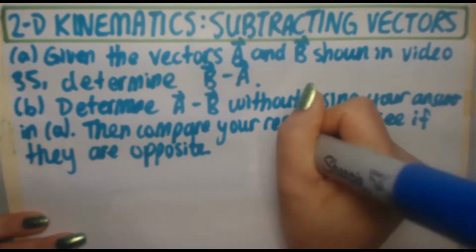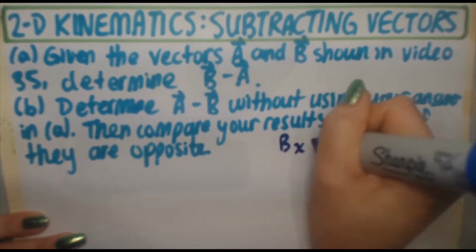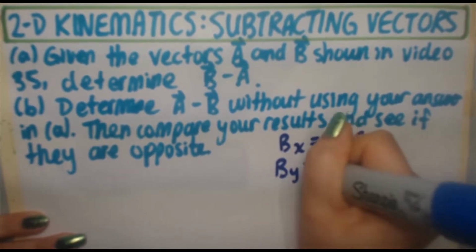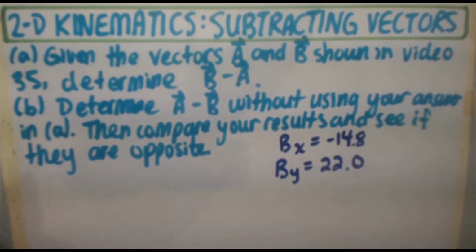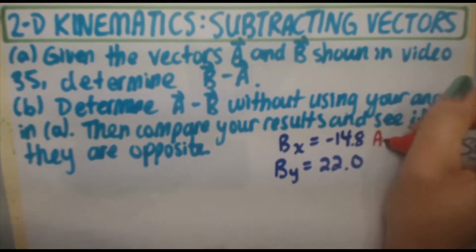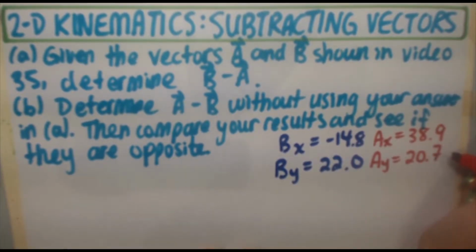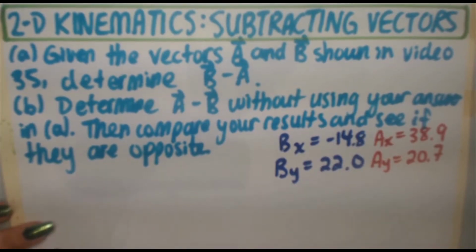Following in with the colors we used in the previous video, Bx is minus 14.8, By is equal to 22.0, Ax is equal to 38.9, and Ay is equal to 20.7. So we already determined the components of the vectors A and B. If you want to see how we calculated that, go ahead and click on video 35, two-dimensional kinematics, vectors, example 6, and I take you through that in the beginning. But nonetheless, let's jump right into this problem.